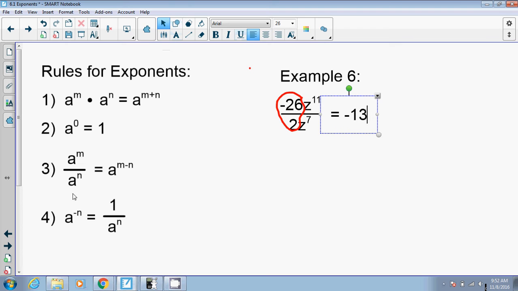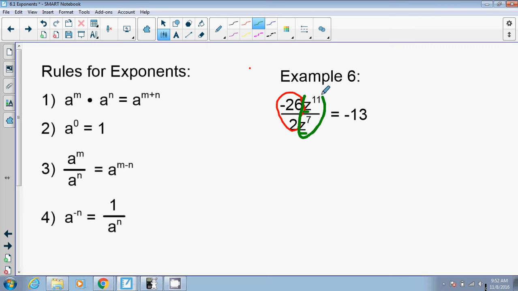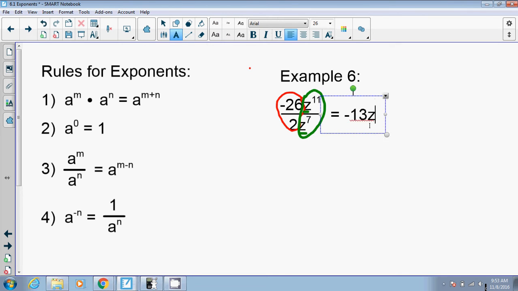And then we're going to divide anything that has a similar base. If we look at this, we have a z in the top and a z in the bottom. So we're going to divide the z to the 11th by z to the 7th. When I divide with a similar base, which is z, all I do is subtract the exponents. So 11 minus 7 becomes 4, and I keep my base of z. So when I divide negative 26z to the 11th by 2z to the 7th, I get a solution of negative 13z to the 4th.